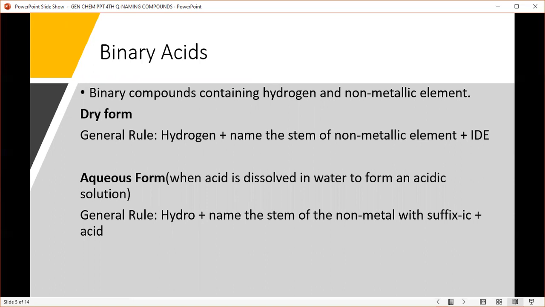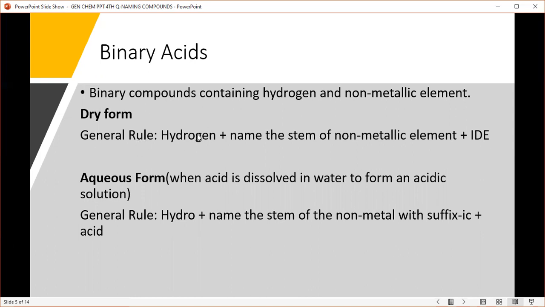It doesn't have anything to do, no, with a water or water solution. Okay, so the general rule that we follow here is first write the name or the term hydrogen and the name of the stem of the non-metallic element. Okay, stem, the same thing here, and just add the suffix IDE. That's for the dry form.